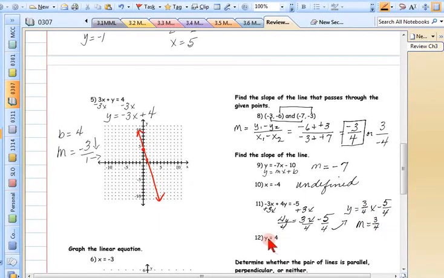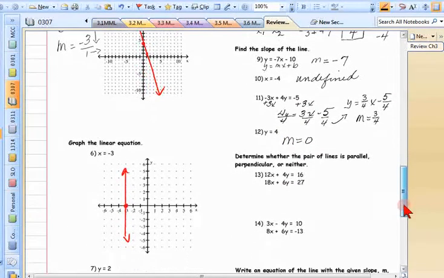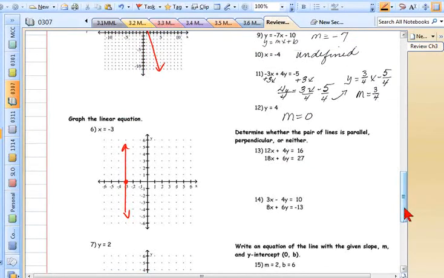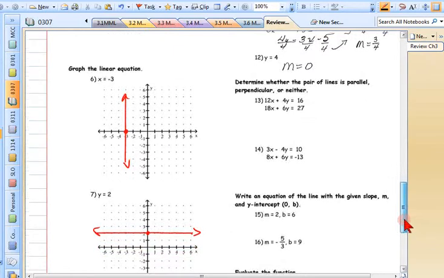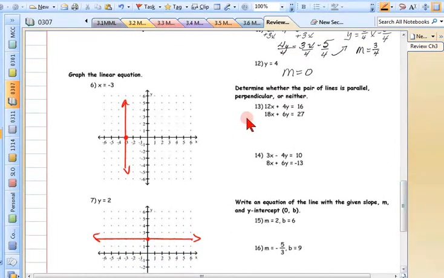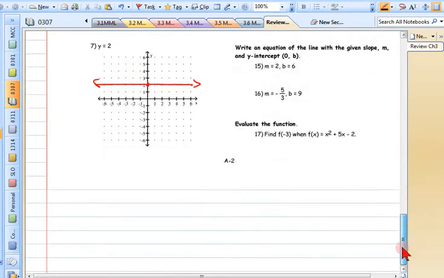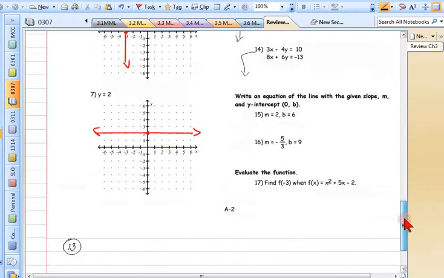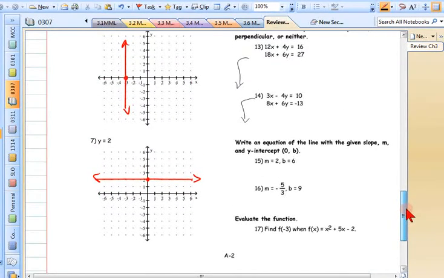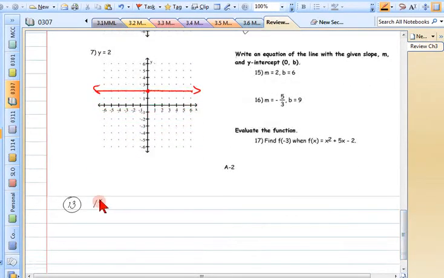Number 12, hopefully you remember that that is the equation of a horizontal line, and the slope of all horizontal lines is 0. The next couple of problems, I'm not sure that I'm going to have enough room to do the work here, so I may go down to my notebook paper to do it. So if you print this out, look down for 13 and 14. Okay, number 13. I have 12x plus 4y equals 16.